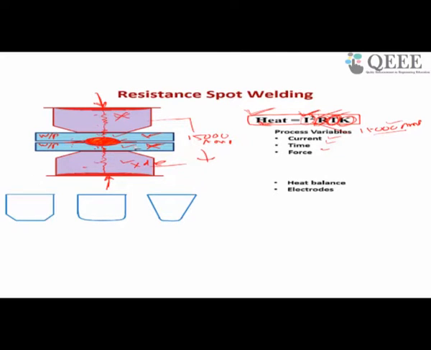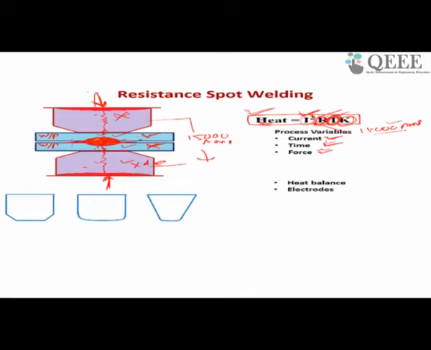And in resistance welding, what happens? So what are the process parameters? The process parameter is current, because heat equals I square R T. Then the resistance is also a process parameter. Then time, at what time it is happening, that is a process parameter. And then force, because you are applying force as well. So force is also a process parameter.